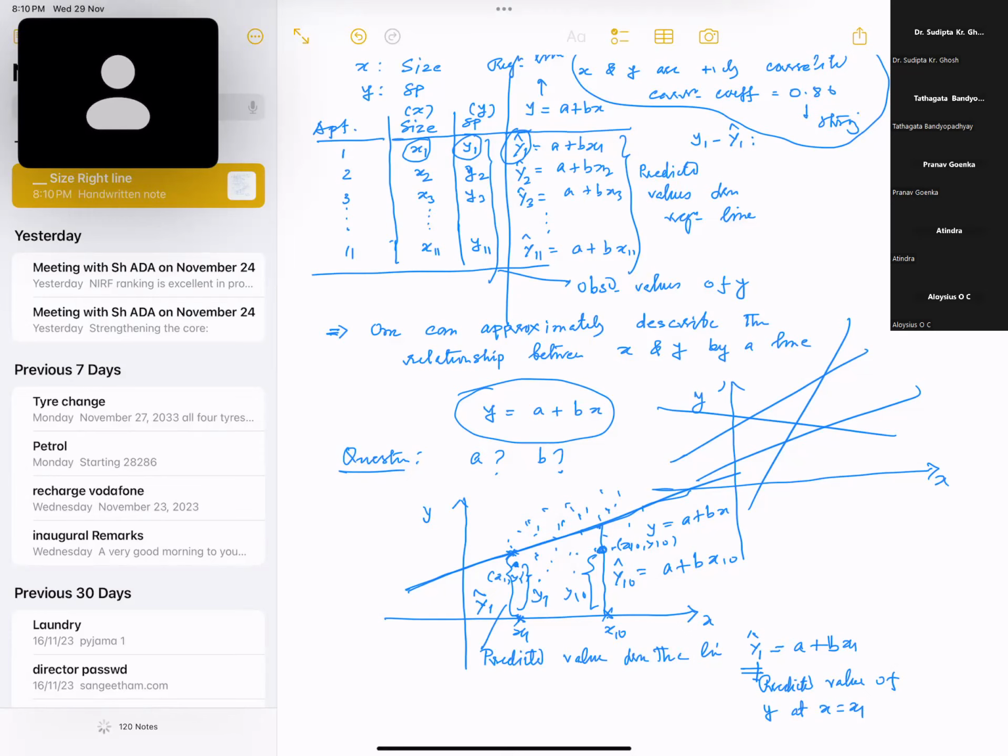Y1 is the observed value in the data corresponding to x1, and y1 hat is the predicted value of y from the regression line. So y1 minus y1 hat, what does it represent? Error, exactly. Shayan said error. What kind of error is it? I will say prediction error.